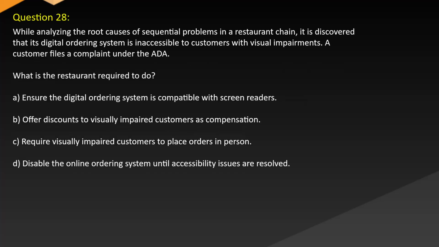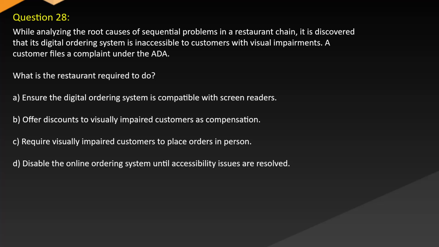Question 28. While analyzing the root causes of sequential problems in a restaurant chain, it is discovered that its digital ordering system is inaccessible to customers with visual impairments. A customer files a complaint under the ADA. What is the restaurant required to do?